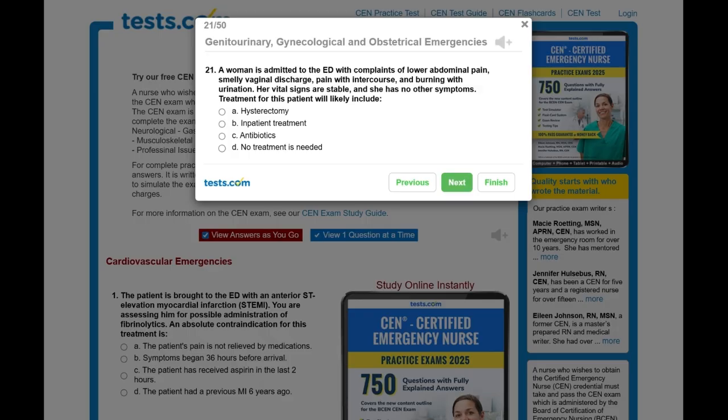Treatment for this patient will likely include A. Hysterectomy, B. Inpatient treatment, C. Antibiotics, D. No treatment is needed.